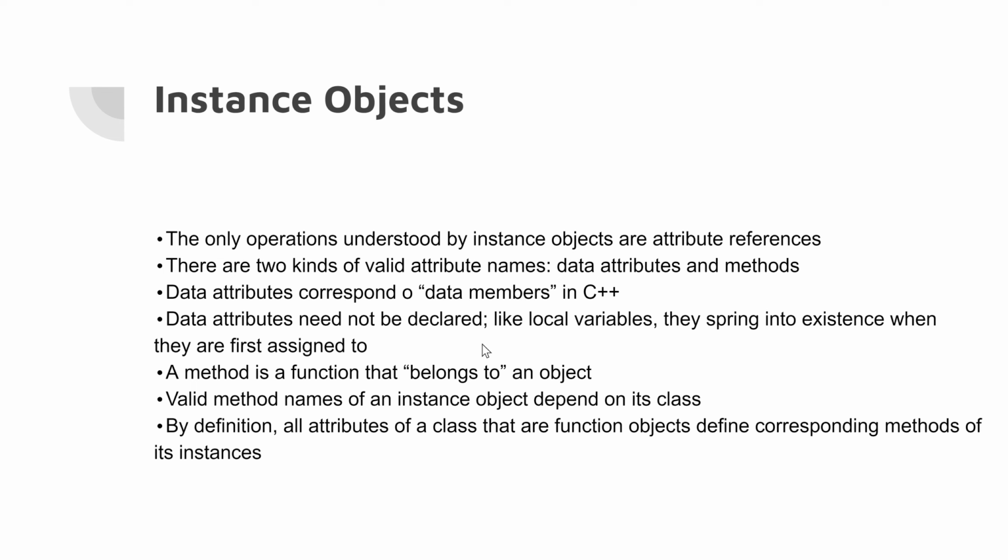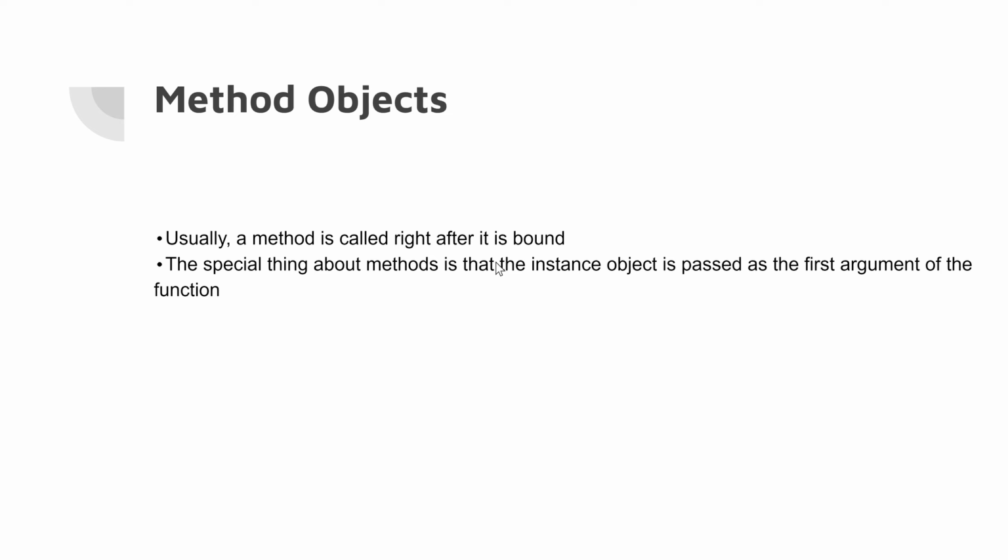Data attributes need not be declared; like local variables, they spring into existence when they are first assigned to. Method objects. Usually a method is called right after it is bound. The specific thing about methods is that the object is passed as the first argument of the function.